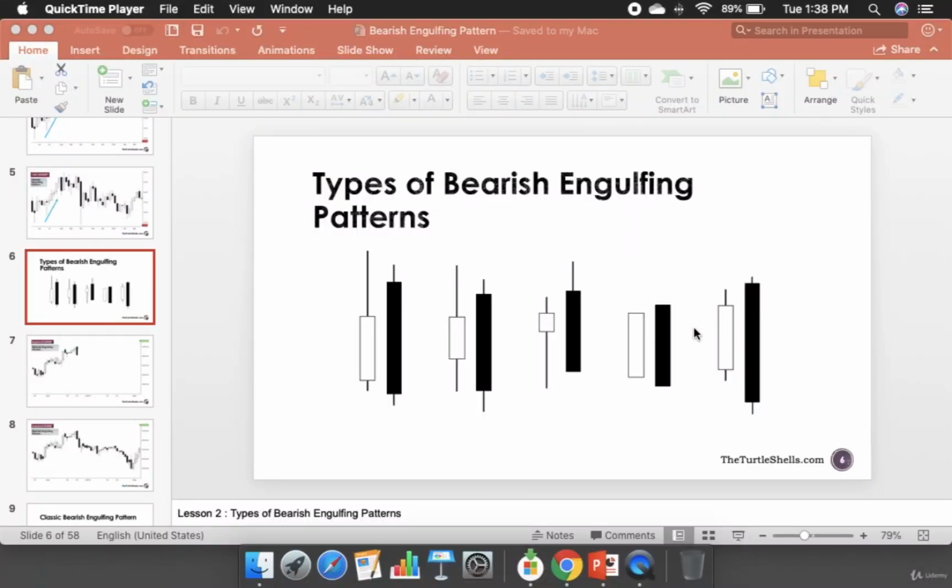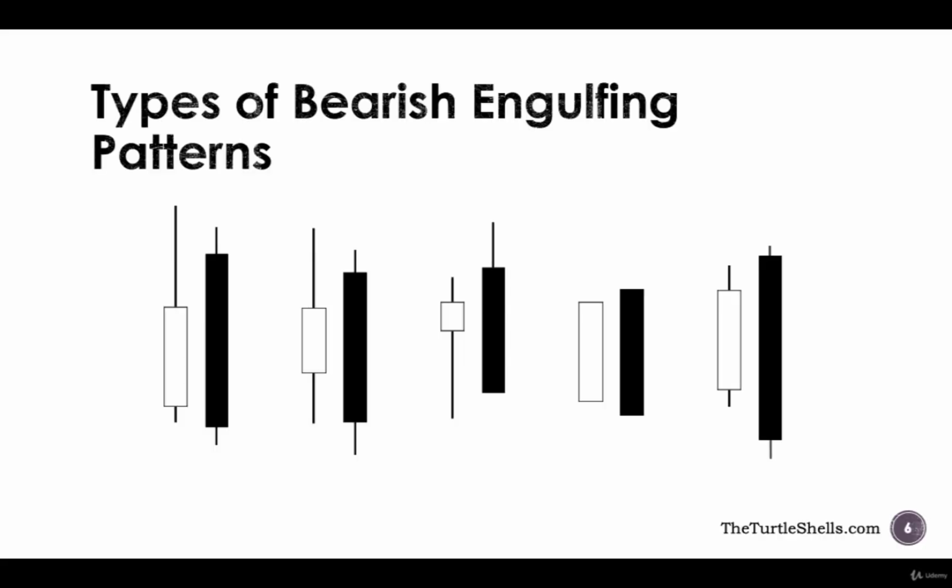Alright, now let us have a look at the types of bearish engulfing patterns. Let's go into more details. All of these are bearish engulfing patterns, but the shapes of the black bodies and the white bodies are different. In this case, it has the tallest white real body. This has a little bit smaller white real body. This is the smallest of all the 5 patterns. This doesn't have shadows at all.